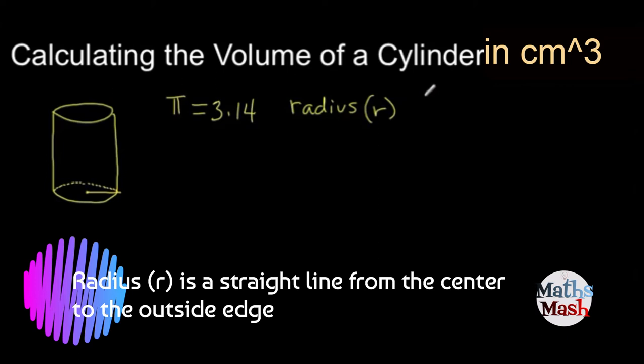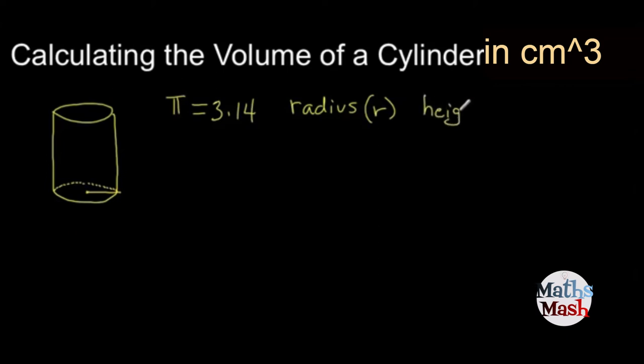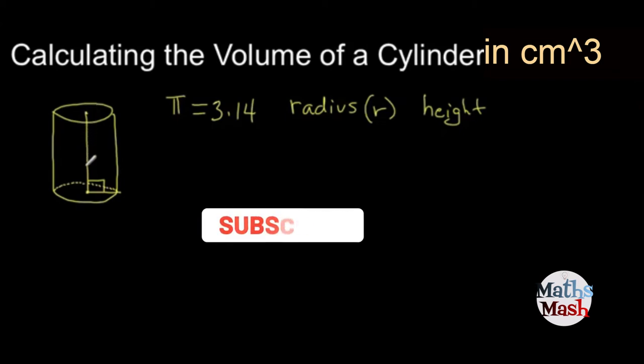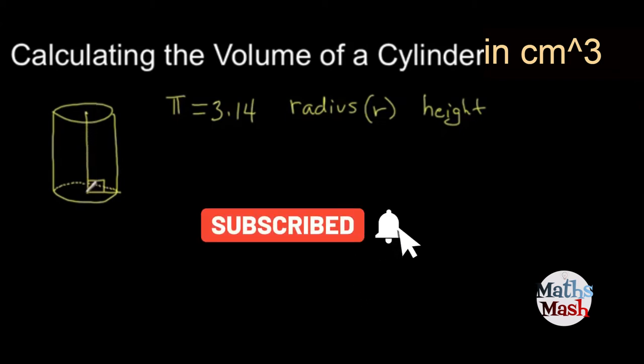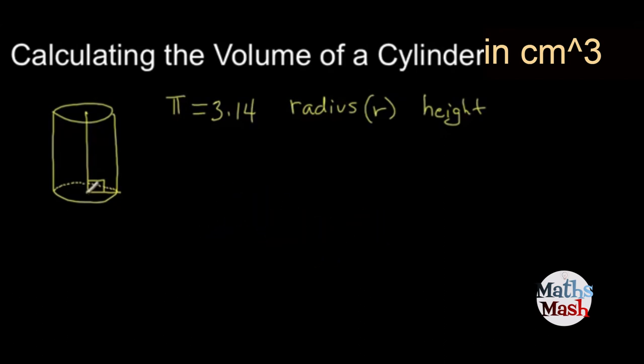Okay, now we go on to height, and we again identify the center of the circle on top, draw a straight line down so that it meets the center in the bottom circular face, so that we create a right angle. Again, we start at the center, draw a straight line down to the center in the bottom circle, and then from the center, we draw a straight line out to the outside edge of that circle, creating a right angle.